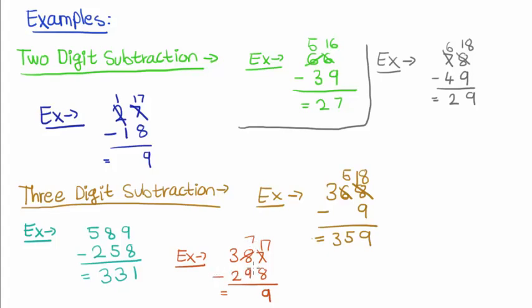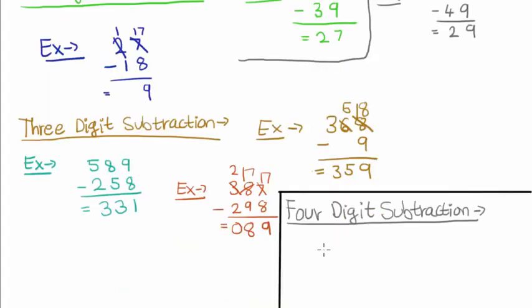So I need to add 10 to it to give me 17 again, and take away 1 from the 3 to give me 2 on the top. Now I can proceed. 17 minus 9 will give me 8, and 2 minus 2 will give me 0. So this is my answer. My answer is 89. Let's do one example with 4-digit subtraction before I leave you in this video.